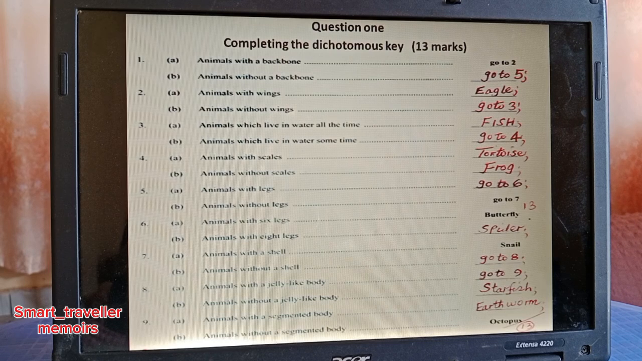5, remember where we were told to go to 5 in 1B. Animals with legs, you go to 6. And B, animals without legs, go to 7. So we go to 6. Animals with 6 legs, butterfly is identified. B, animals with 8 legs, spider is identified.